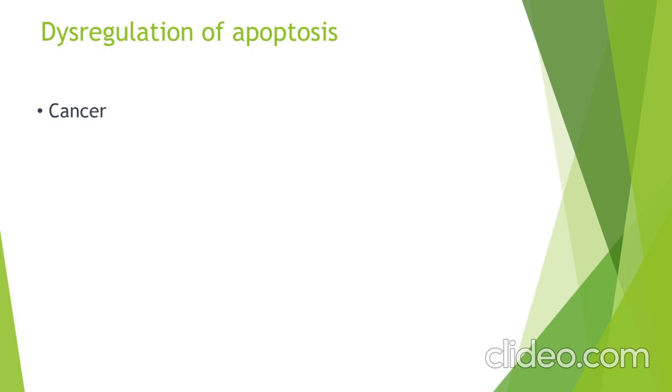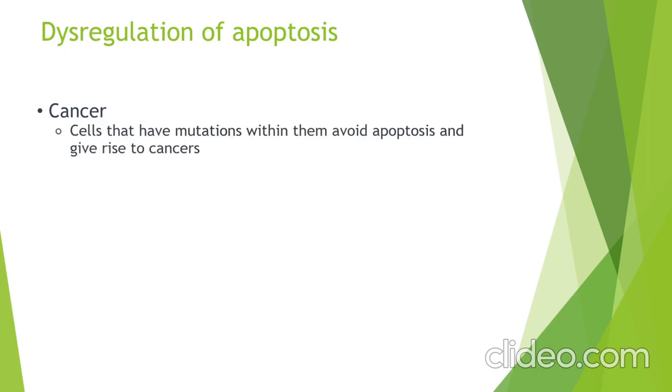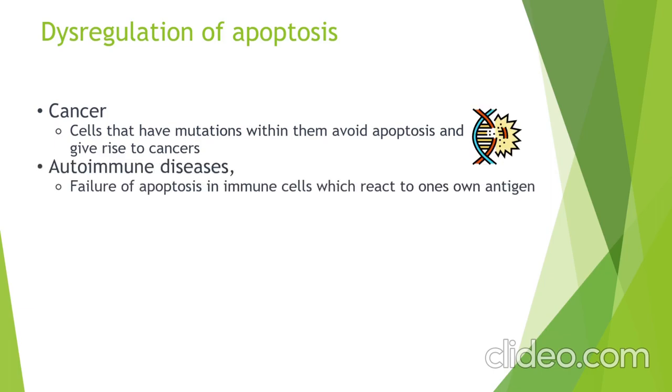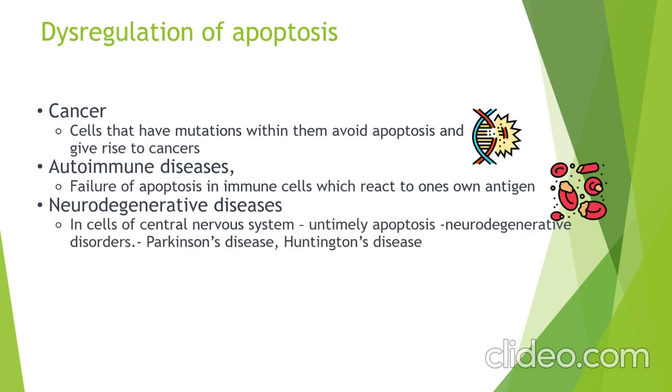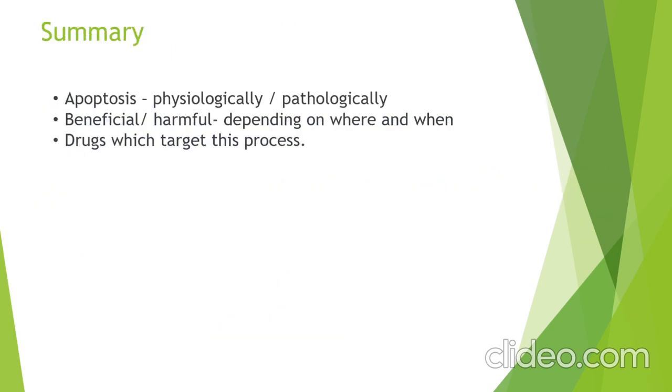Dysregulation of apoptosis, that is, if apoptosis did not happen, can lead to cancer. That is, the cells having mutations within them learn to avoid apoptosis to give rise to cancer. Or it can give rise to autoimmune diseases, that is failure of apoptosis in immune cells which react to one's own antigen. It can also give rise to neurodegenerative disease, that is the cells of the central nervous system undergo untimely apoptosis, and these are called neurodegenerative disorders like Parkinson's disease and Huntington's disease.